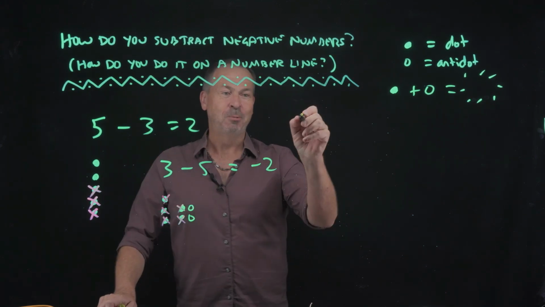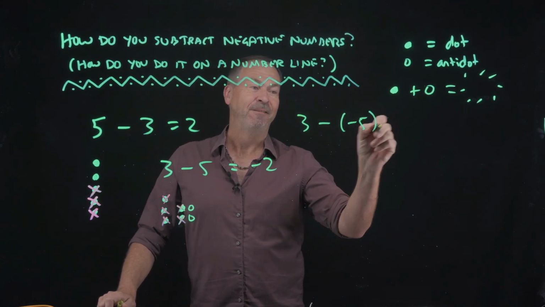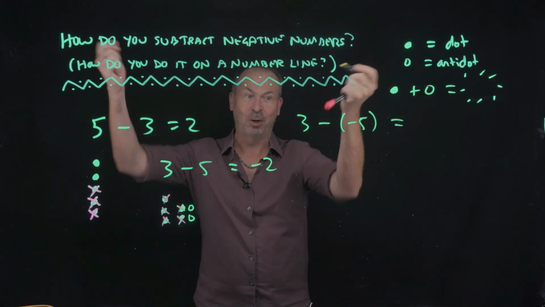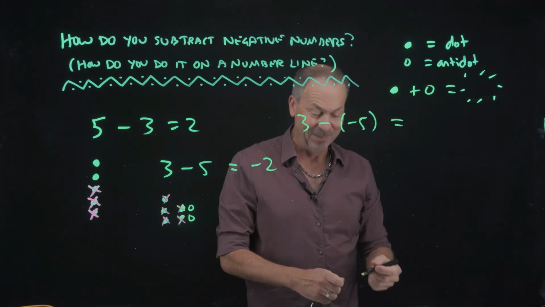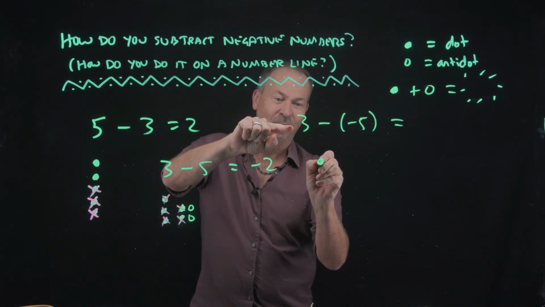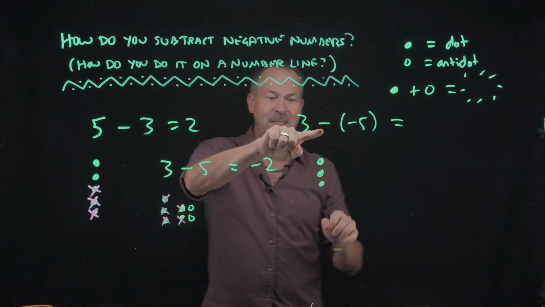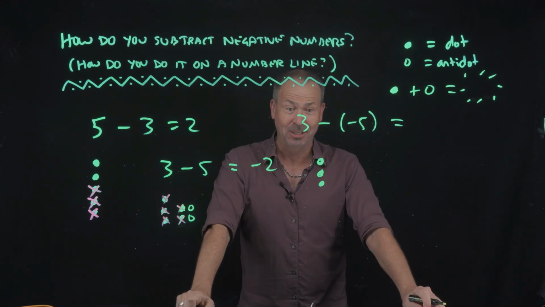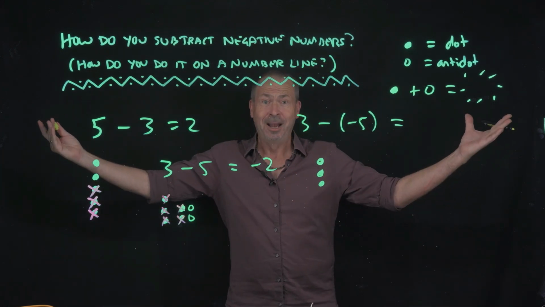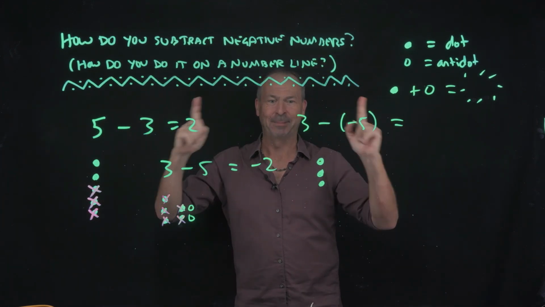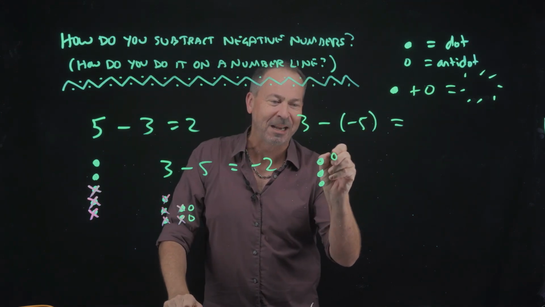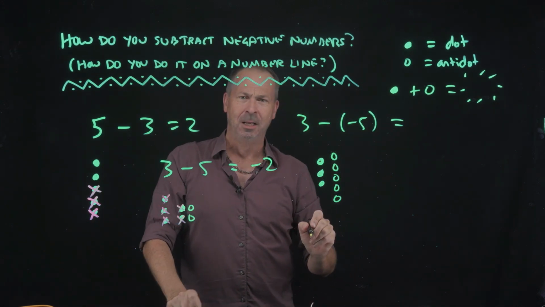How about we do this one? 3 take away negative 5. Yes, now I'm subtracting a negative number, like my question said. Well, let's just do it. This is fun. I've got 3 actual dots. And from this picture, I want to take away 5 anti-dots. I don't see any. Oh, no. But life lesson. If there's something in life you want, make it happen. I want to see 5 anti-dots. There they are. But deal with the consequences.